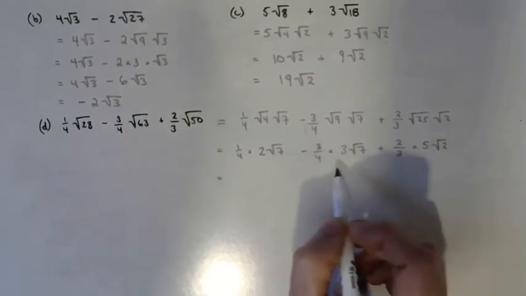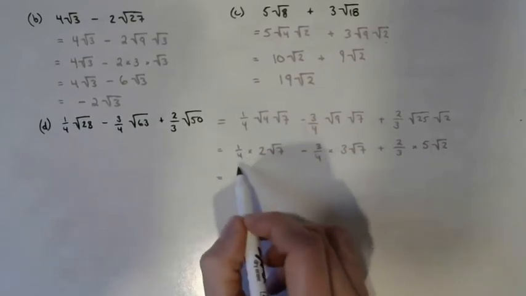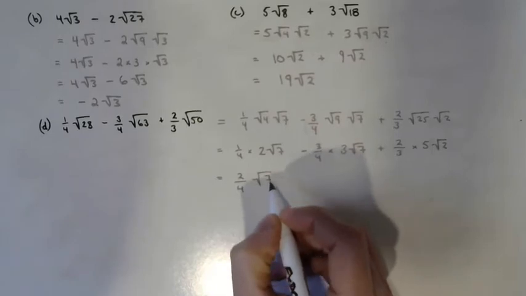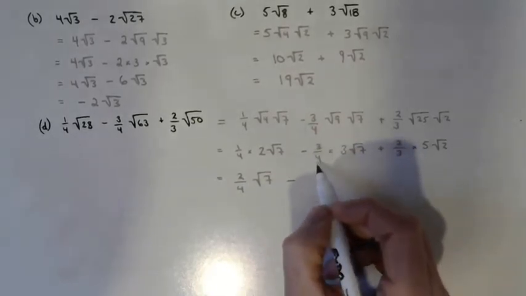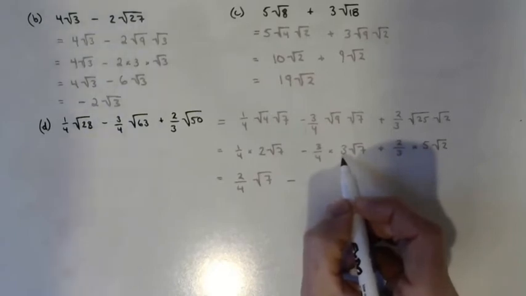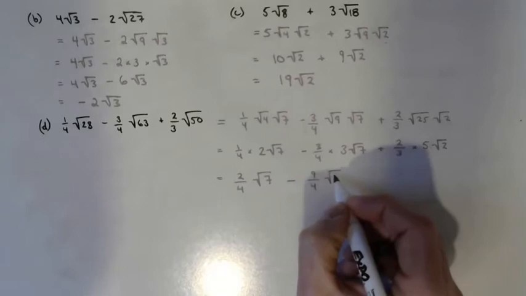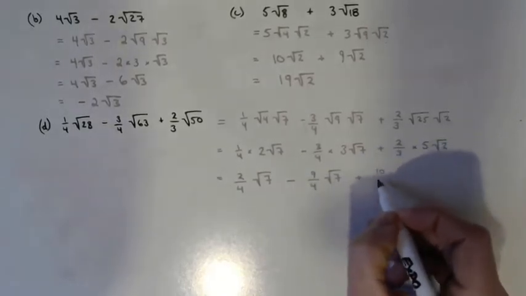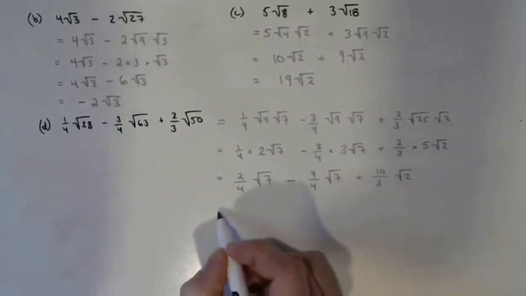And I have a feeling I'm going to be able to combine these guys using my fourths and using my radical 7. So I'm actually going to leave this as fourths. This is going to be 2/4 radical 7. Subtracting. Now I have 3/4 times 3. That's 9/4. 9/4 times radical 7. And over here I have 10/3 plus 10/3 times radical 2. All right.